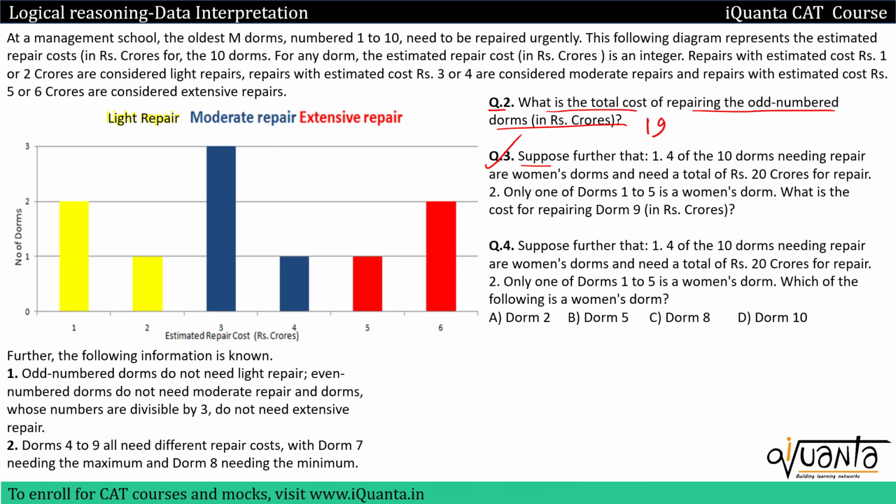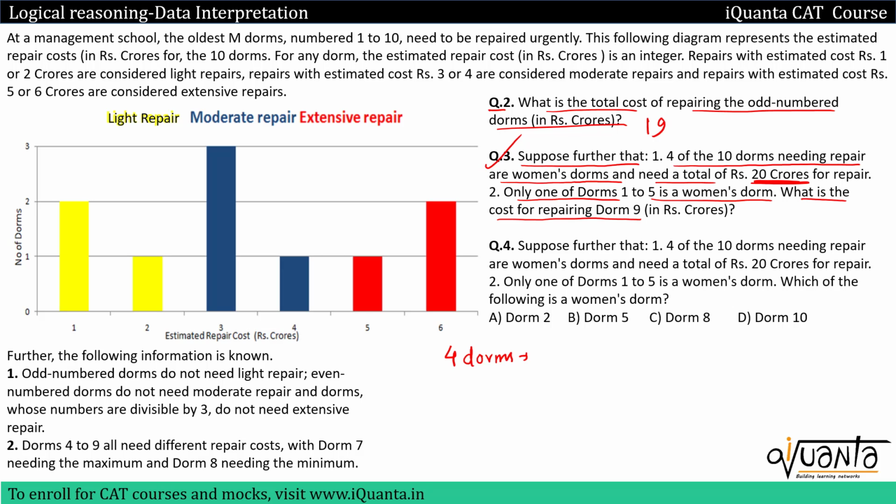Third question is, suppose further that 4 of the 10 DOMs needing repair are women DOMs and need a total of 20 crores for repair. Second condition is, only one of the DOMs 1 to 5 is a women DOM. What is the cost for repairing DOM 9 crores? So it is saying that 4 DOMs will belong to women. They will all have total cost of repairing equal to 20 crores.